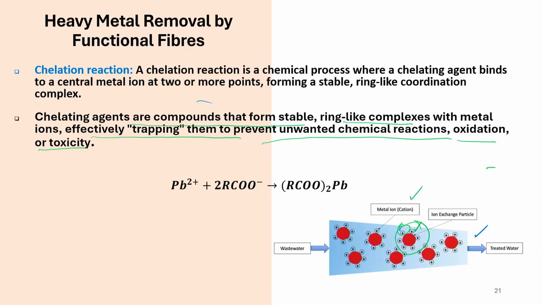Now, this is a typical chelation reaction. So, here removal efficiency of this metal ion is more than 90%, depending on the type of treatment, the activation, how the fibers are activated with this chelating agent.